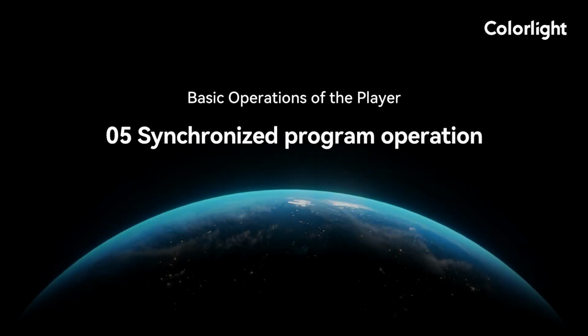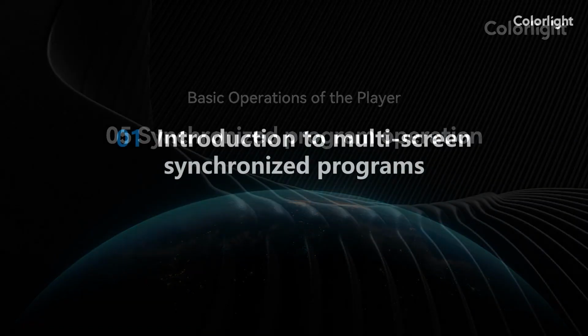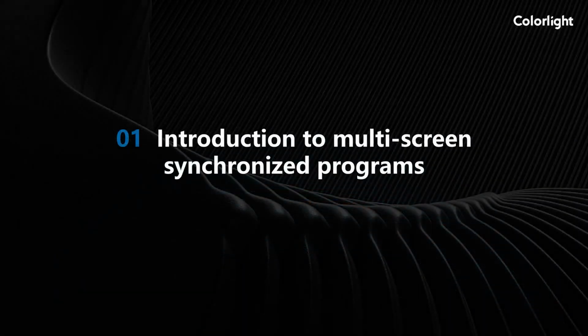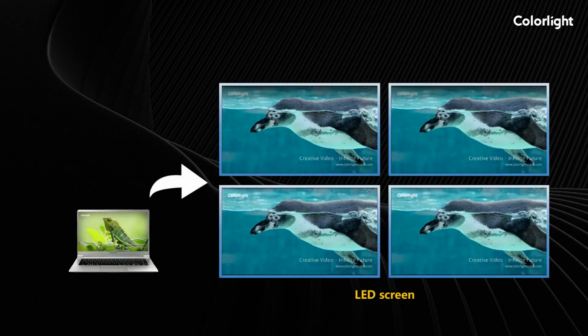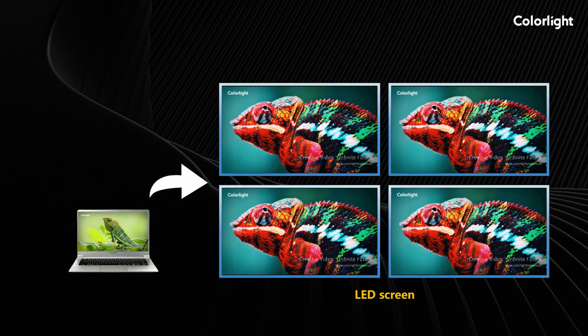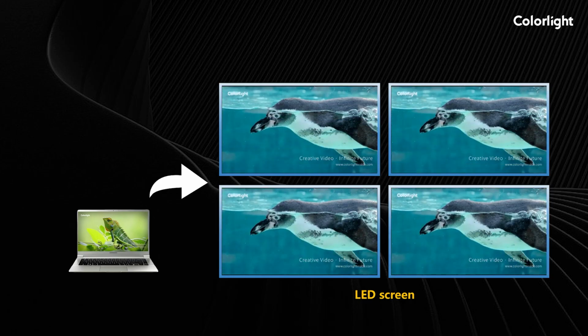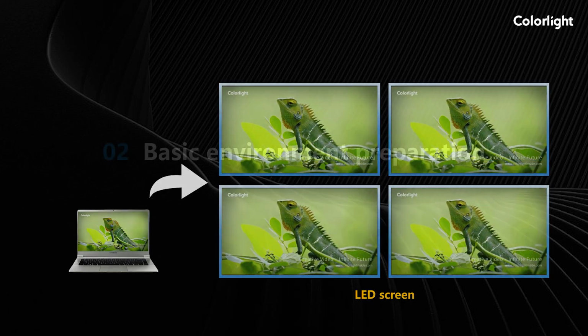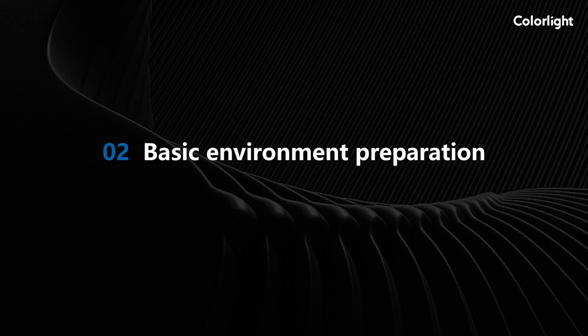This video will walk you through how to enable, create, and publish multi-screen synchronized programs. Let's begin with the definition of multi-screen synchronized program. A multi-screen synchronized program is the one published to and synced automatically across multiple screens through the auto-calibration of playback progress. Before publishing synchronized programs, get to know the prerequisites.